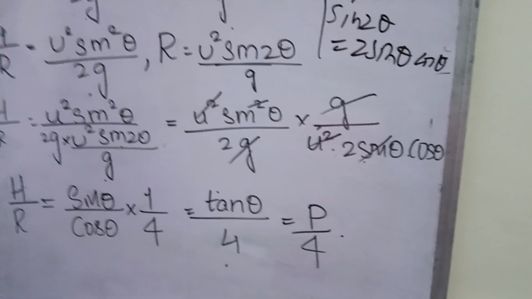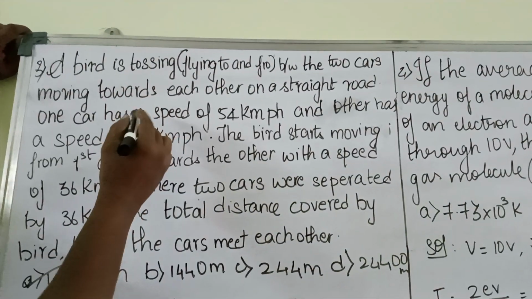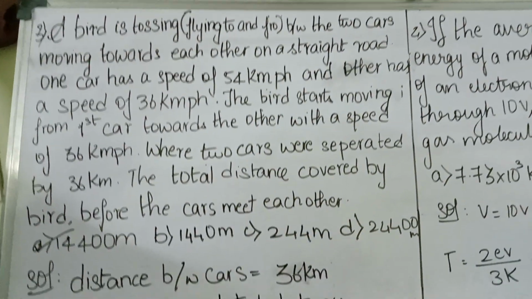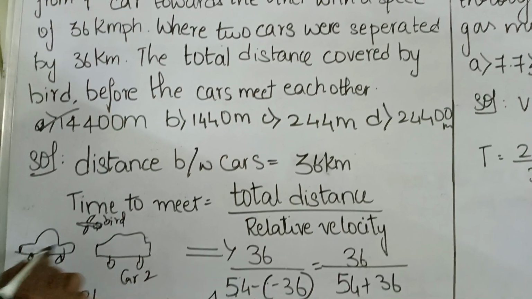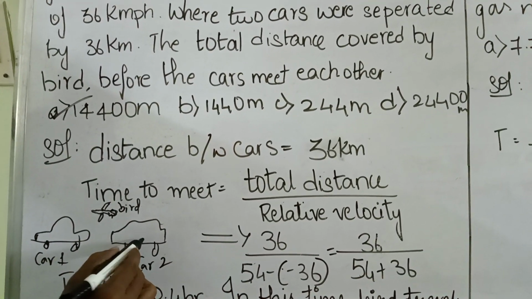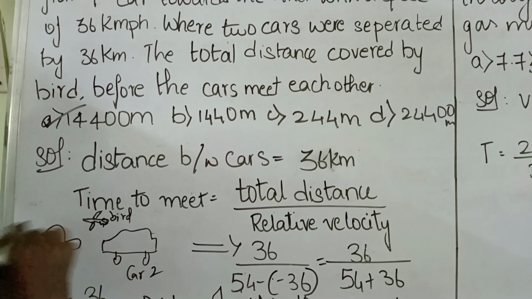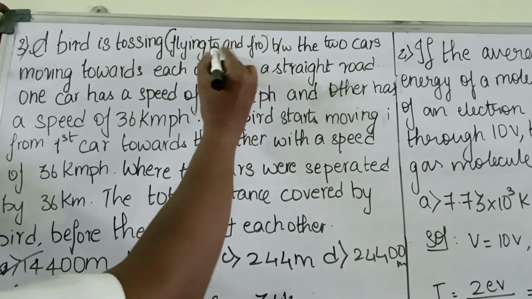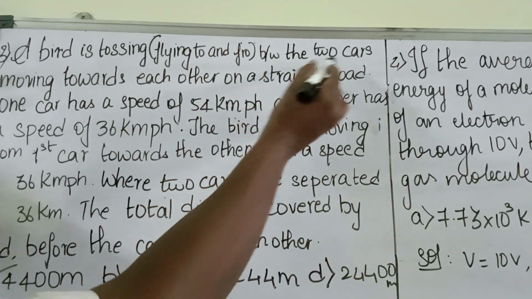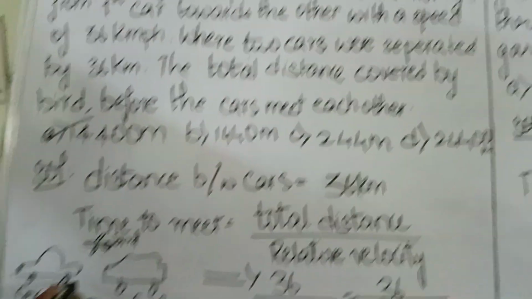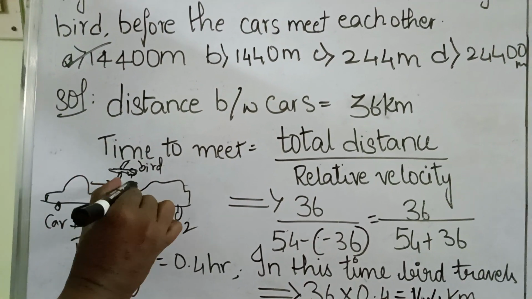Next we go to the third problem. Tossing. Tossing means flying to and fro between two cars. Say here a bird is tossing, moving towards the first car and then back from the second car. This is called tossing. Flying to and fro means towards and from between the two cars moving towards each other. These two cars are moving towards each other.